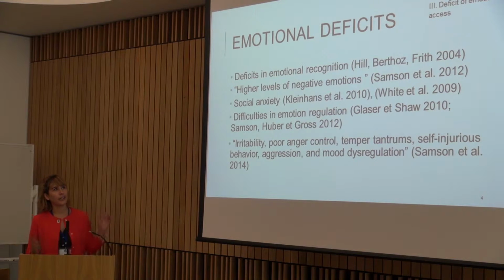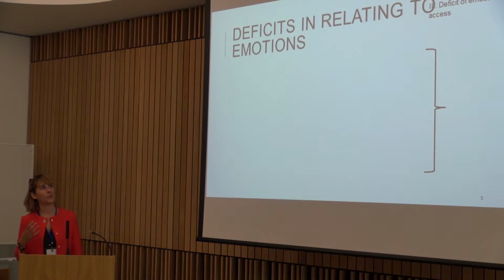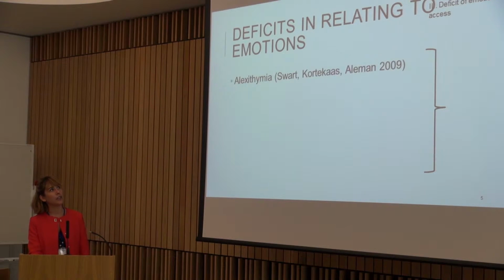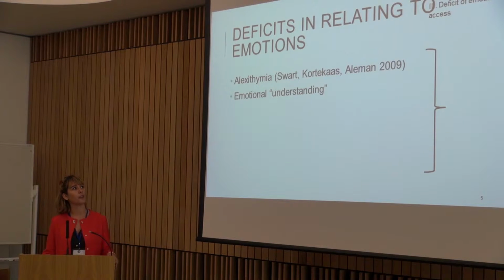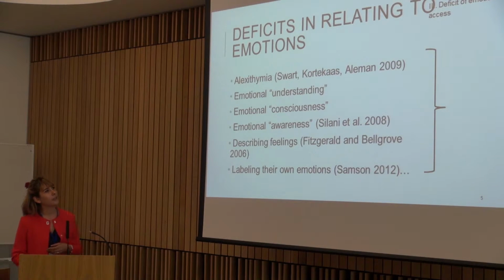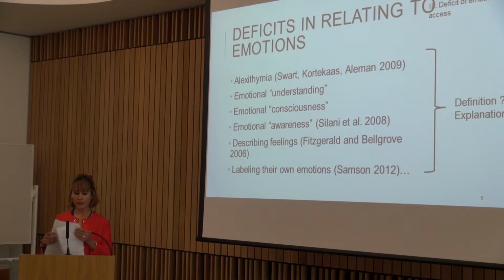But if we want to study endophenotypes, we have to look for more precise deficits, and it seems that they're also overwhelmed by sensation. So it seems that there is something happening with the way they relate to their emotions. In fact, they show important degrees of alexithymia, difficulties in emotional understanding, emotional consciousness, and I'll come back to that notion, emotional awareness. It's hard for them to describe their own feelings and the feelings of others, and to label their own emotions. So I'll try to give a definition, or at least a plausible explanation, of this deficit as being a set of particularities of emotional access.